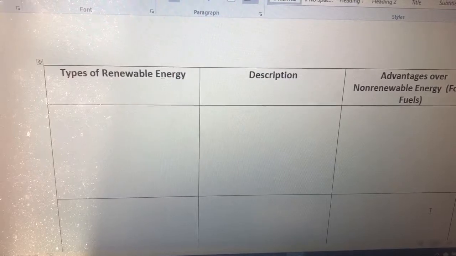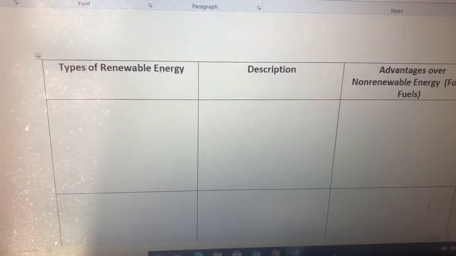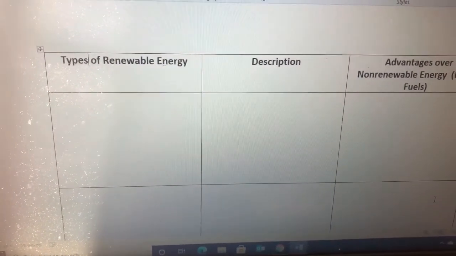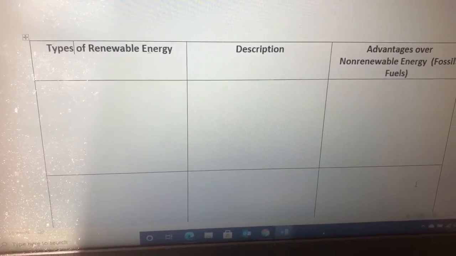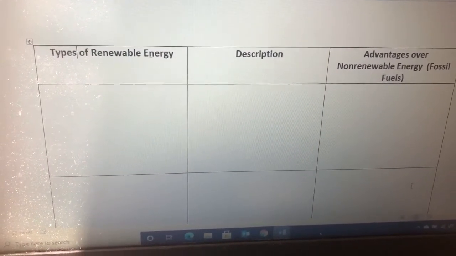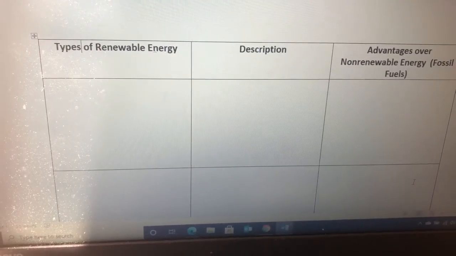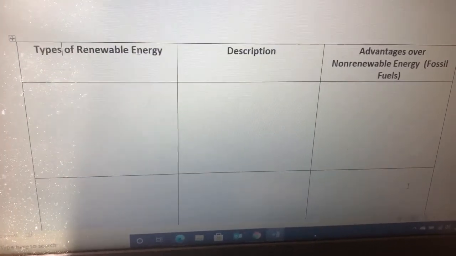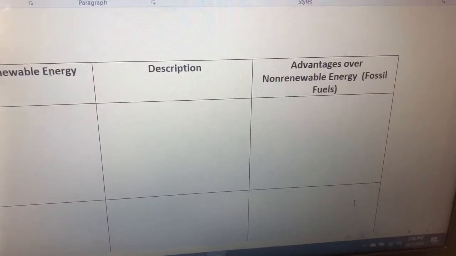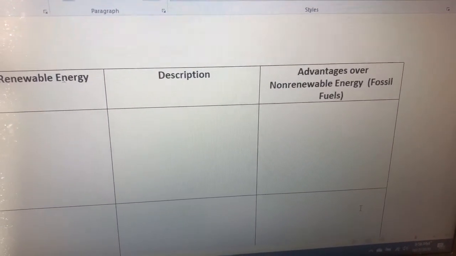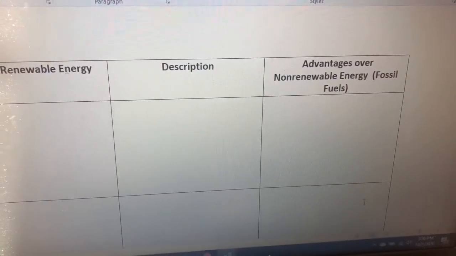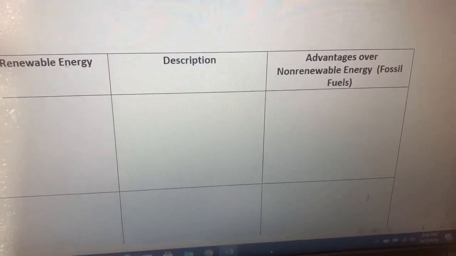So you're gonna have to watch the video and pause it, because all the information that you need for this graphic organizer is in that video. So you're gonna have to first take the first type of renewable energy, okay? And then the description, and then look over here. This one, you're gonna have to think about it. So the advantages of renewable energy over non-renewable energy.